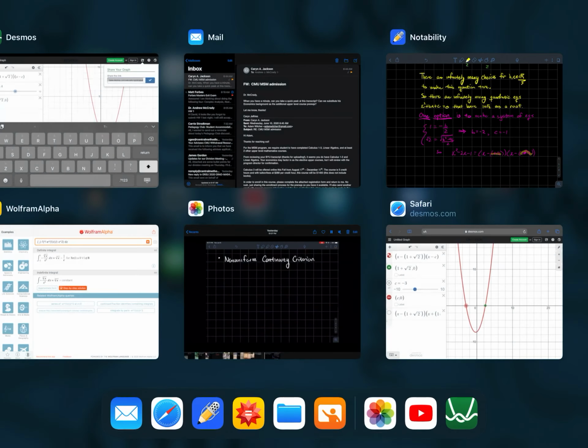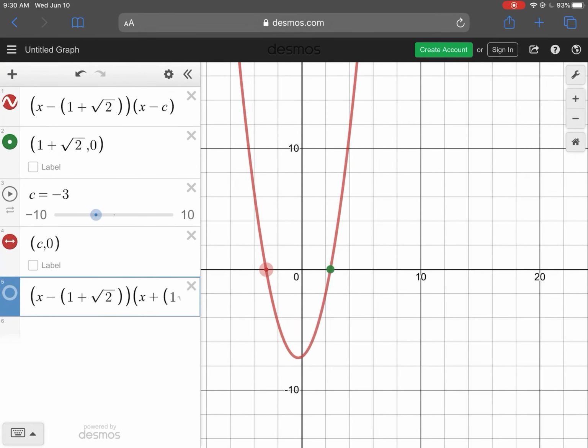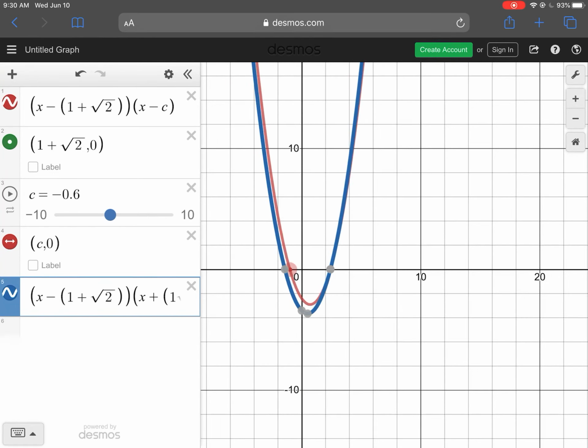But again, just to go back to Desmos, I'll plot that one now in blue, and my point is that that blue parabola is not the only one that has 1 plus root 2 as an x-intercept, right? There's still a lot of them. So what we just did is we just picked out one of them.